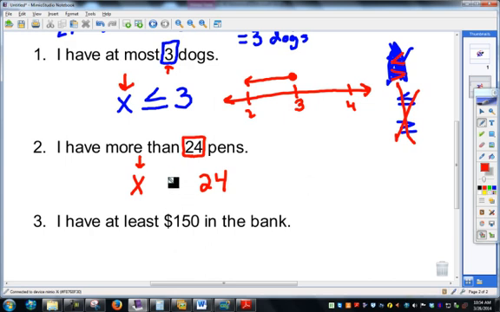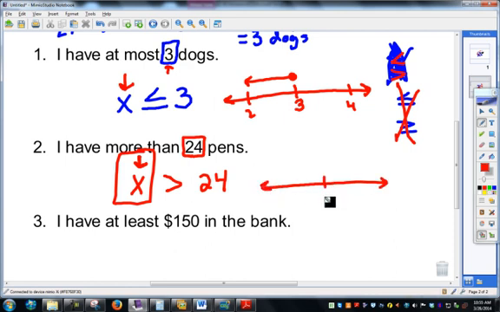So how would I show the number of pens that I could have, being greater than 24? Again, my little monster here, whatever you want to call him, is trying to eat the larger one. And since I have more than 24, it's going to try to eat the more than 24. Up here, I have at most 3 dogs, so that means I have 3 or less, therefore it's trying to eat the larger one. So there's my inequality.